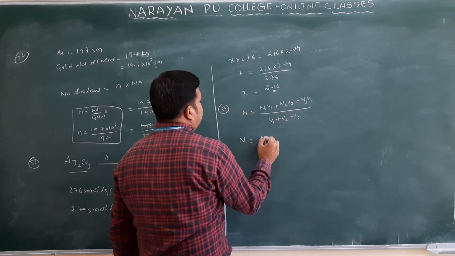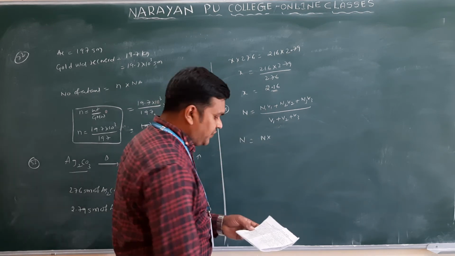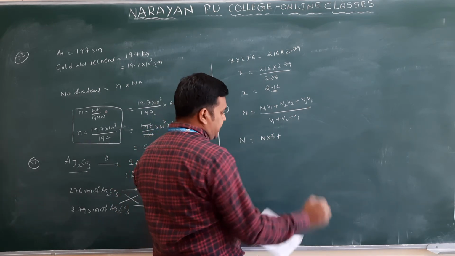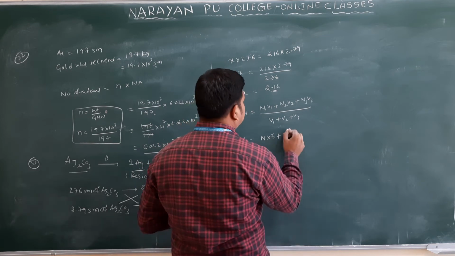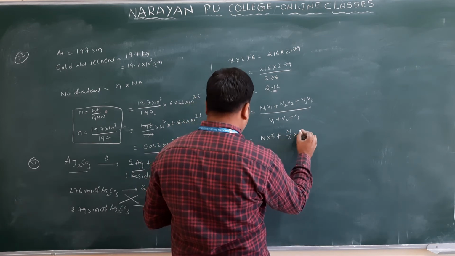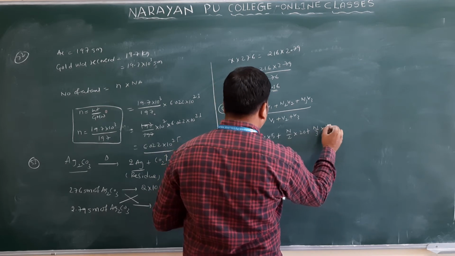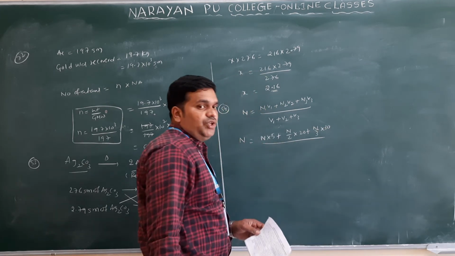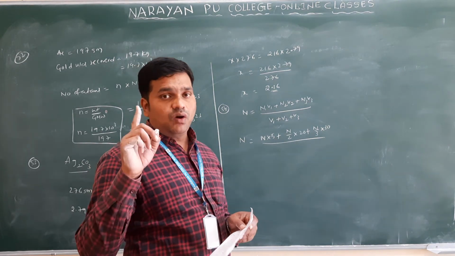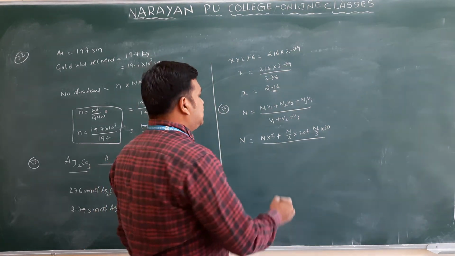Now I will take the first normality N only. What is the volume they are taking? 5. Plus for the second normality we have N by 2. What is the volume? The volume is 20. Plus this is N by 3. What is the volume? We have 30. By the total volume V1 plus V2 plus V3, made up to how much? 1 liter only. 1 liter means 1000 ml.